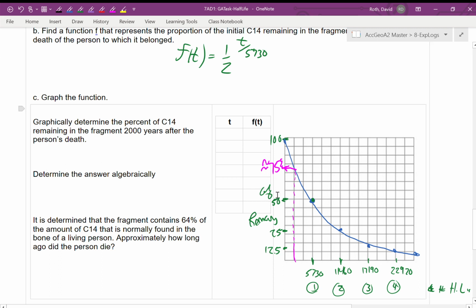Okay, algebraically, well, let's think about that. I want 1/2 to the 2,000 over 5730 to be equal to what? And I think if you type that in, then you're going to get 0.7851.